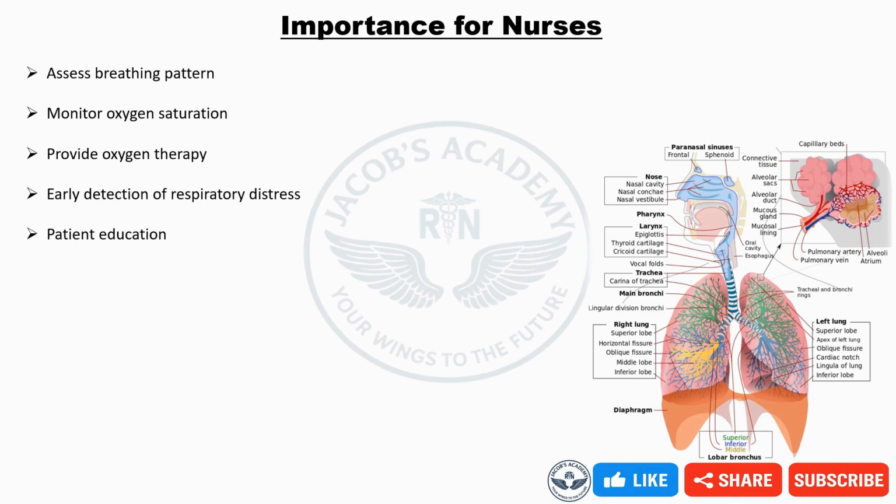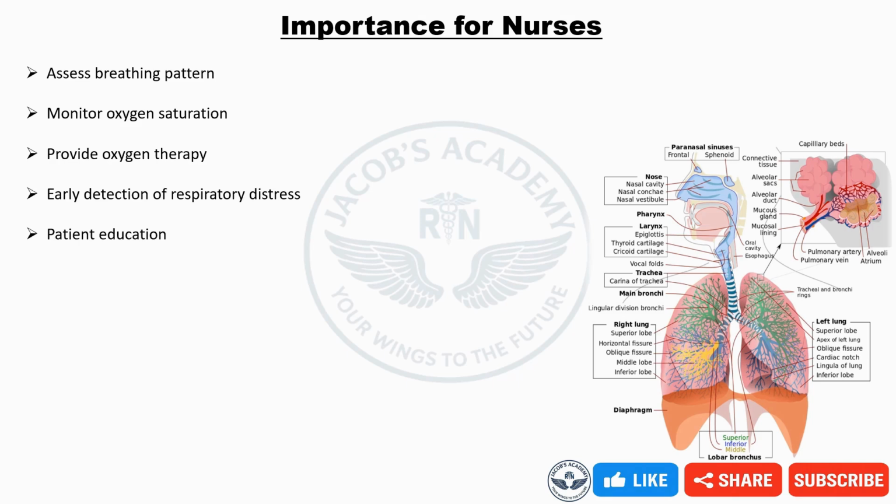Now, let us see why understanding the respiratory system is important for nurses. The first point is assess breathing pattern. The nurses must assess the patient's breathing pattern, including rate, rhythm, and depth. The second point, monitor oxygen saturation. They should monitor oxygen saturation regularly using a pulse oximeter. And the third point is provide oxygen therapy. The nurses are responsible for providing oxygen therapy safely and effectively when it is required by the patient.